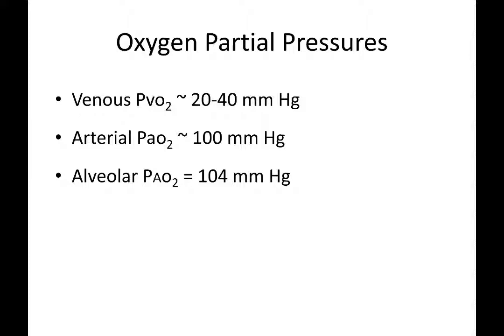Because of ventilation perfusion mismatch, our systemic arterial partial pressure of oxygen is going to be about 100 millimeters of mercury. This is not 100%. This is just 100 millimeters of mercury. And then we're going to use up anywhere from 60 to 80 millimeters of mercury, depending on what we're doing. And that's what's going to be coming back to the lungs.